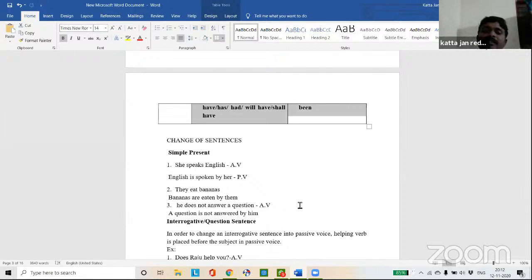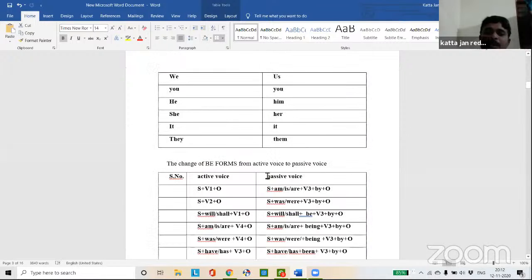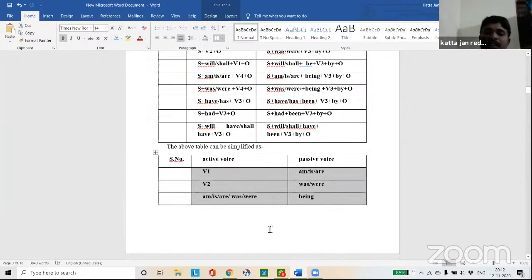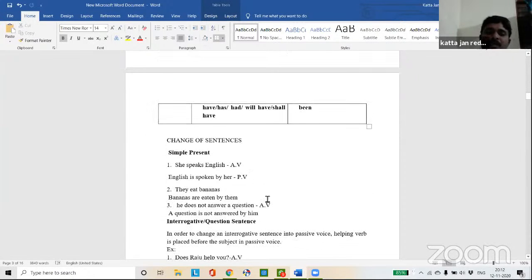English is spoken by her. How? English, the object, is changed as the subject. According to the tense, the V form is used. Speaks is V1, so it is used because English is the subject. Speaks V1 should be transformed into V3, spoken. After V3, by. Later she becomes her, because here is the subject and here is the object. She becomes her. So you should remember this table and this table. Then it is okay. You can transform.